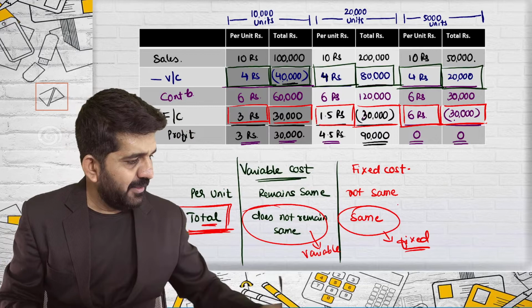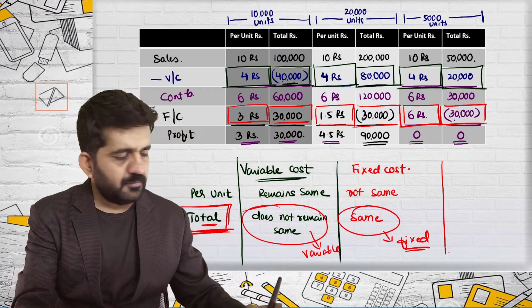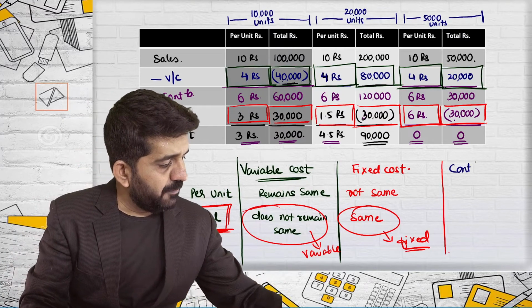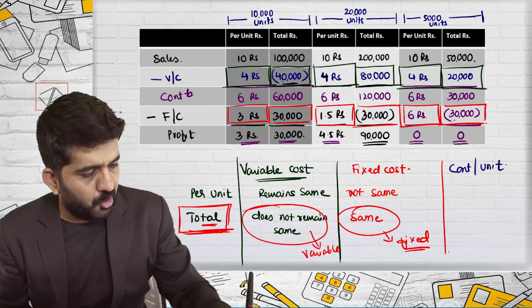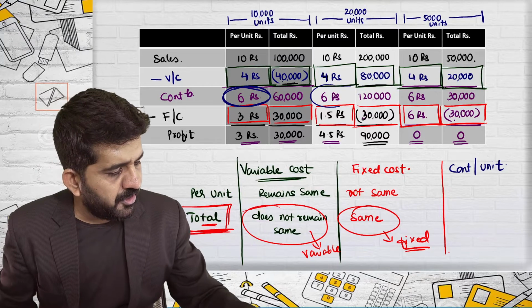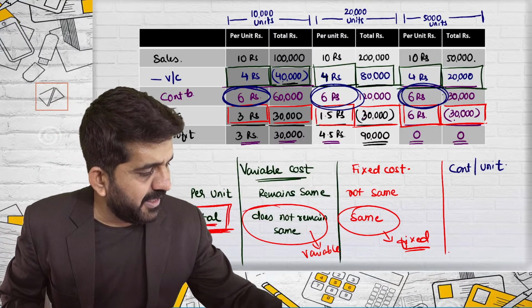Also, you may note down contribution per unit. I'm not talking about total contribution. Contribution per unit remains the same.